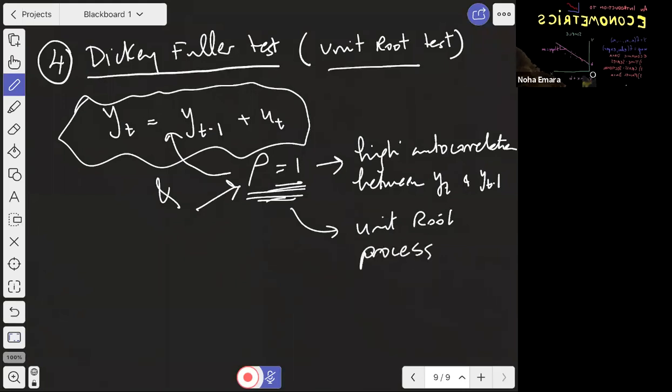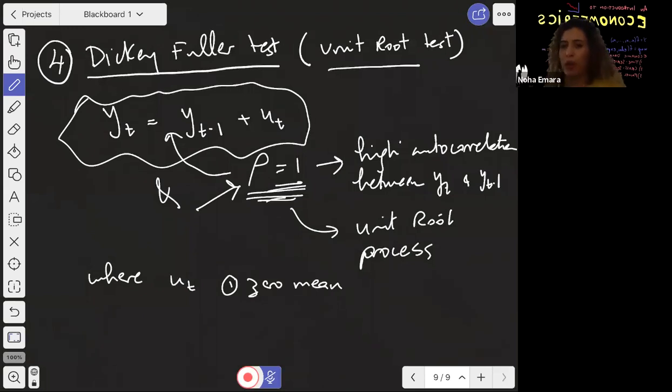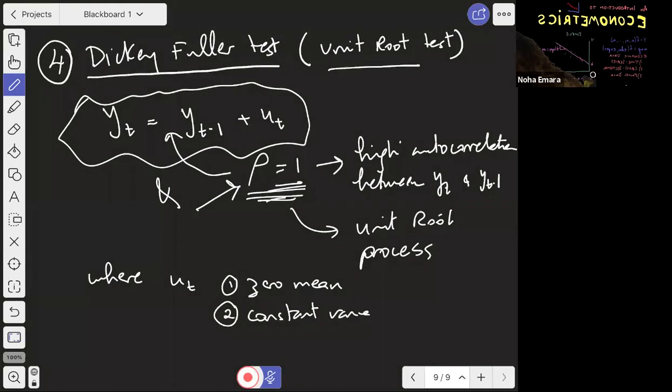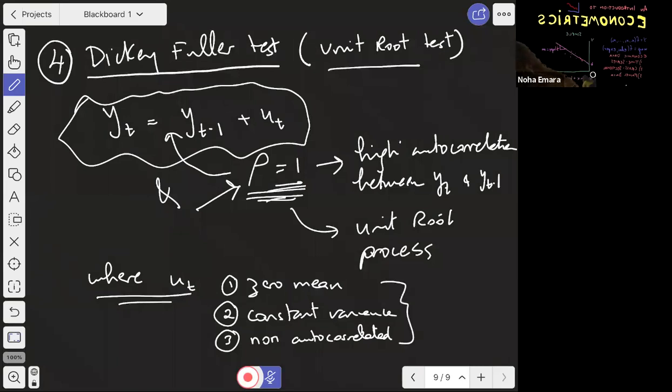And this holds under certain assumptions, which are as follows. If U_t has the following characteristics: Number 1, it has a zero mean. So I go up, I go down, on average I'm on the zero mean. Number 2, you have a constant variance. Number 3, your error term is non-autocorrelated. If my error term has those 3 characteristics, we call it in time series white noise.